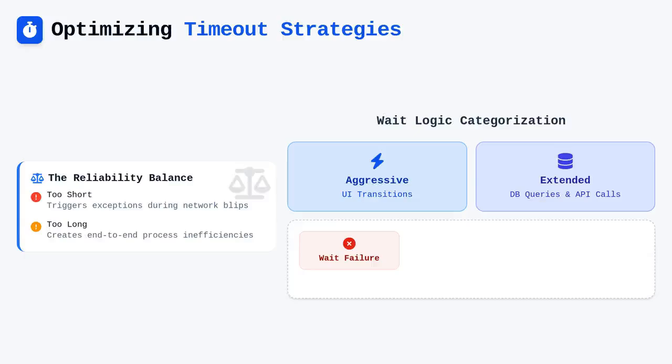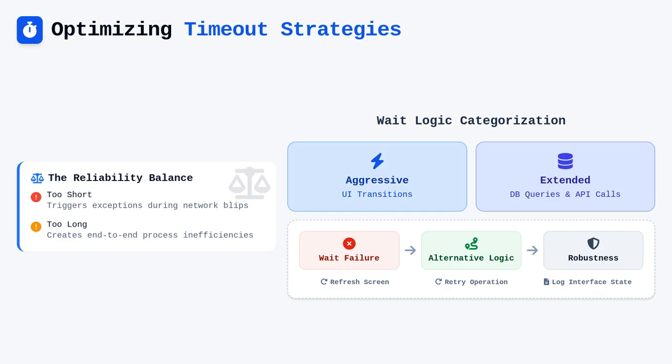Furthermore, if a wait stage fails to satisfy its conditions within the allotted time, it should not blindly proceed. Instead, we must route the execution path to alternative logic, such as an exception handling routine designed to refresh the screen, retry the operation, or log a descriptive error regarding the interface state. This approach ensures that our automation is not just fast, but fundamentally robust against the reality of enterprise software environments.